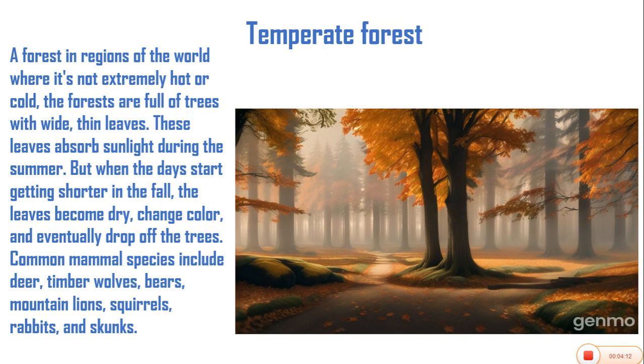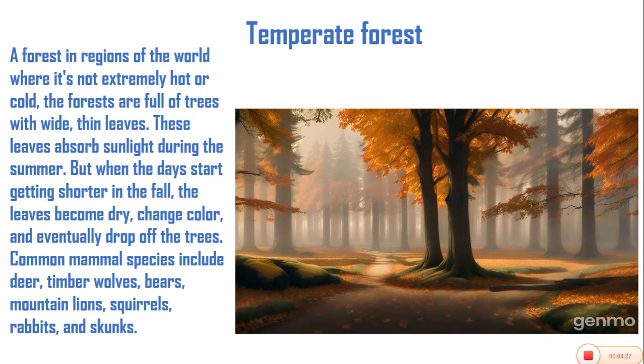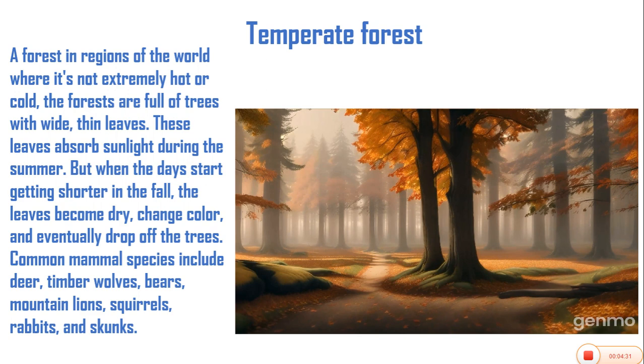they've changed color. And some of the common mammal species found in the temperate forest include the deer, the timber wolves, the bear, the mountain lions, the squirrels, rabbits, and chipmunks. Now let's look at another type of forest, which is the boreal forest.